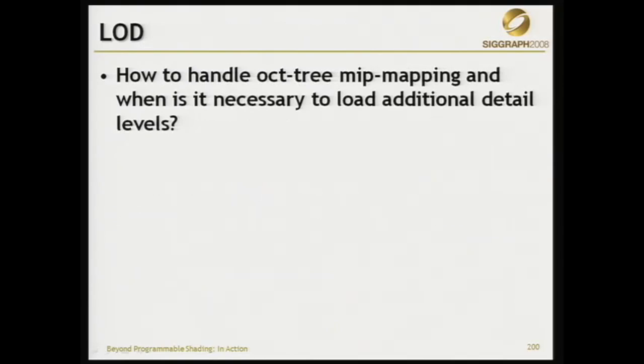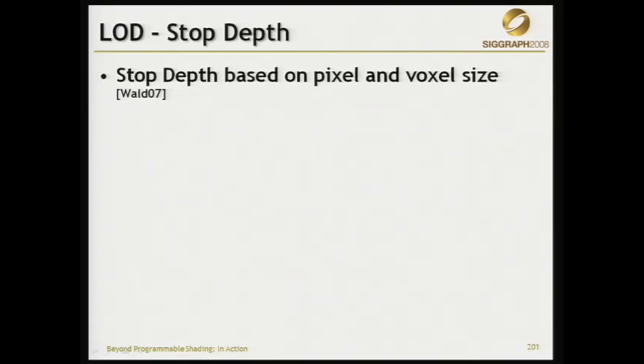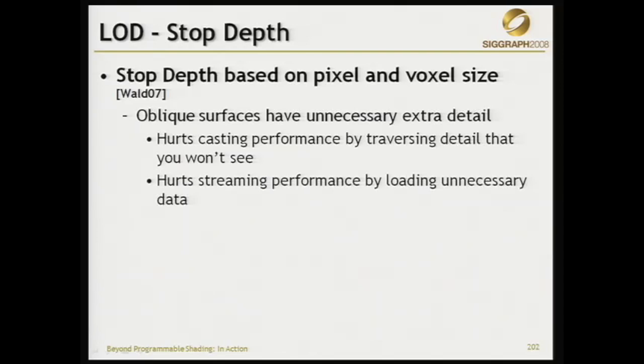One of the key problems that I've yet to talk about is when do you load additional detail levels, and when do you stop casting because the size of a voxel is less than the size of a pixel? So the straightforward way to do this involves, during the traversal process, computing the size of a voxel and comparing it to the size of a pixel. And while this works great and produces excellent results, it also means that we're rendering a lot of data that we'll never really see on the oblique angles of surfaces, which causes us to load that additional data as well, impacting streaming performance. So I'm going to suggest a different technique that fixes these drawbacks.